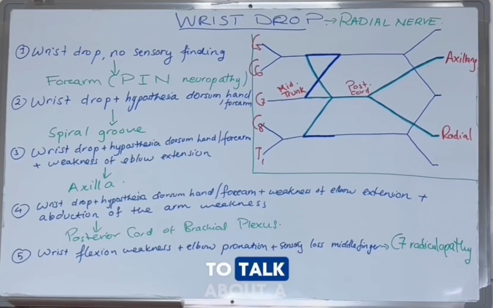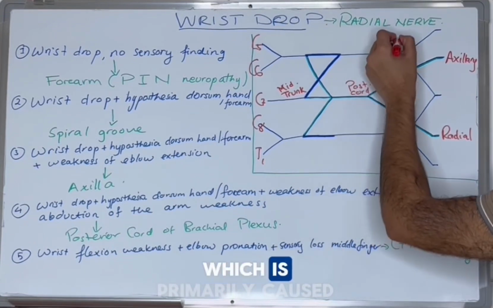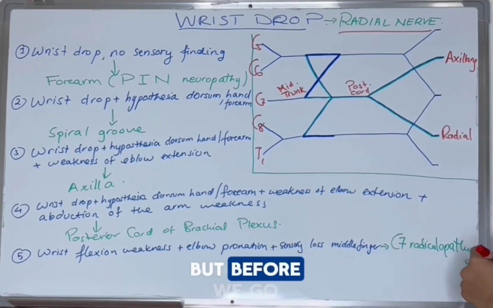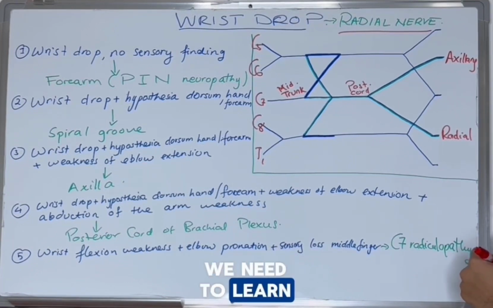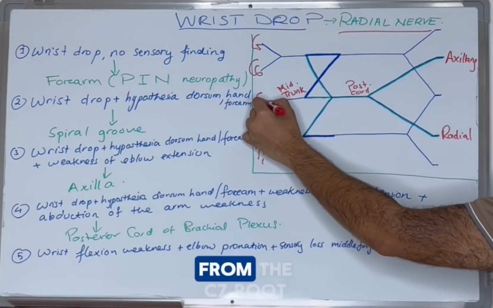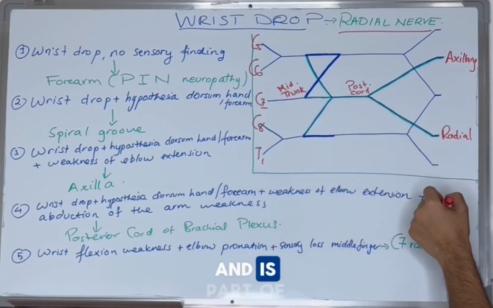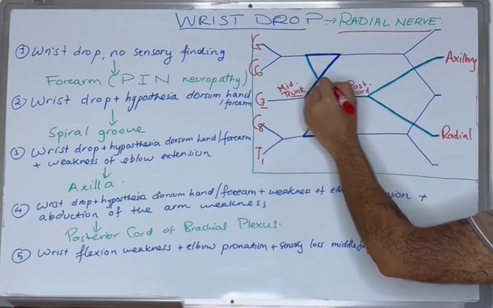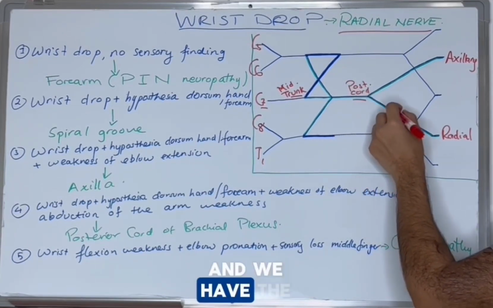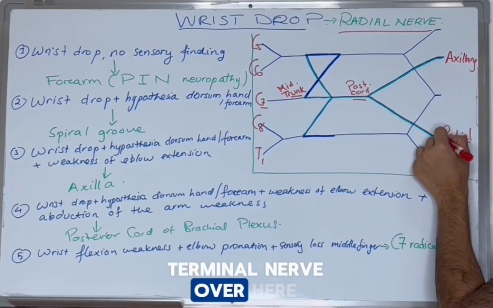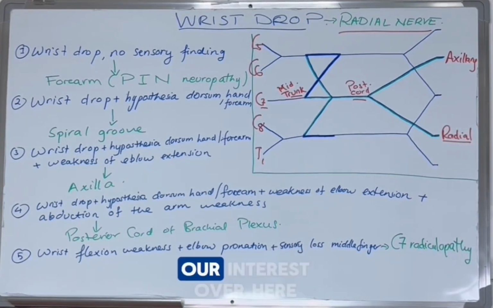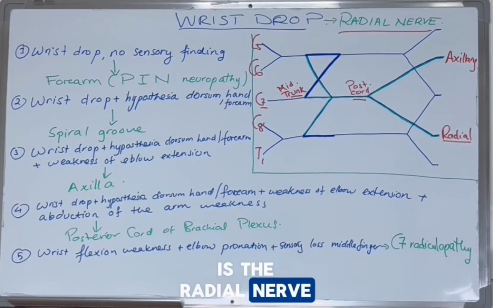Today we are going to talk about a wrist drop, which is primarily caused by radial nerve lesion. But before we go into this, we need to learn the origin of the radial nerve. The radial nerve arises from the C7 root and is part of the middle trunk. Then it forms the posterior cord, and we have the terminal nerve over here, which is the radial nerve. And therefore our interest over here is the radial nerve.